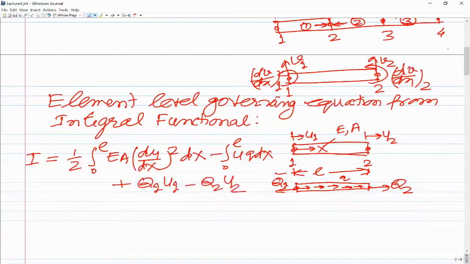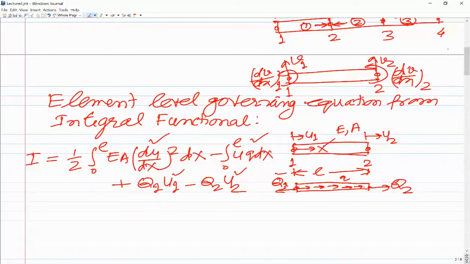We have already discussed how to get the integral functional from the differential equation for this problem. Or directly you can write it: this is nothing but the strain energy, this is the potential of the distributed force q, this is the potential of force q1 at the left end, and this is the potential of force q2 at the right end. So you can also write this integral functional directly.